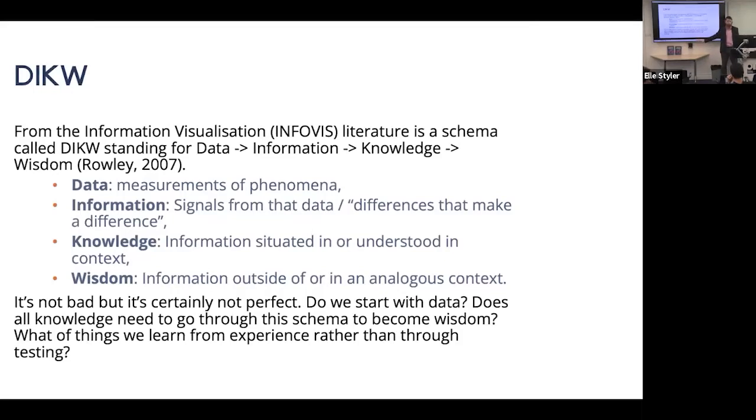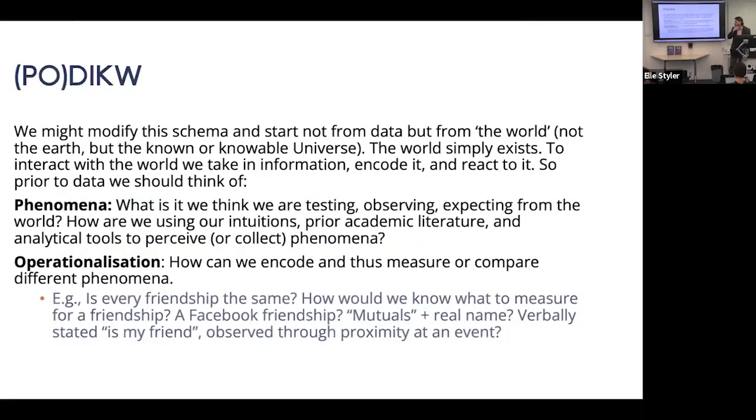this book here, because in social science, we don't know that data just exists. We go out and collect data. Data we collect is structured by who we are, how we ask the question, the tools we use, when we ask the question, so much of the context. And it turns out, we might actually just then think, we should back this up a little bit. From social science, we had to think, phenomena, it's out there. What is it that we think we are testing, observing, expecting from the world?